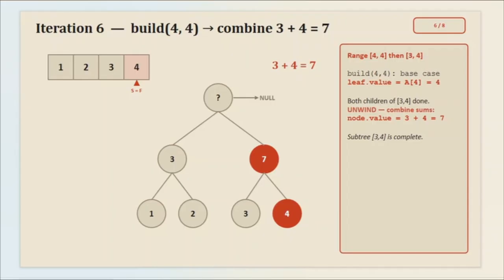To summarize, the segment tree build operation works by split, recurse, and combine. Using the array 1, 2, 3, 4, we build a tree whose root value is 10, representing the sum of the entire array. Thank you.